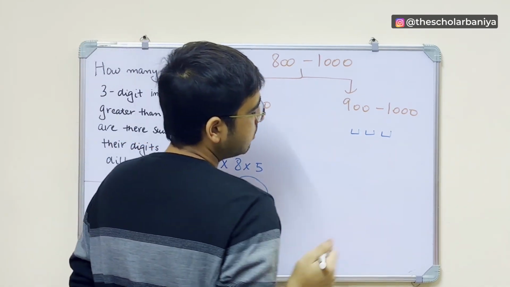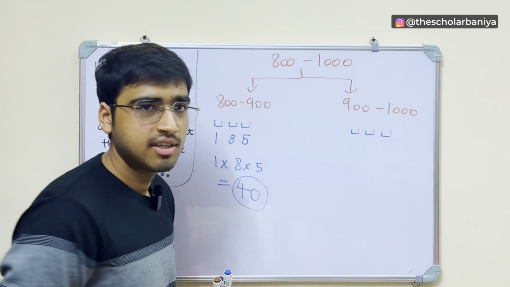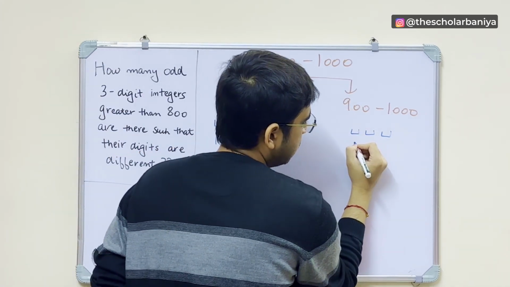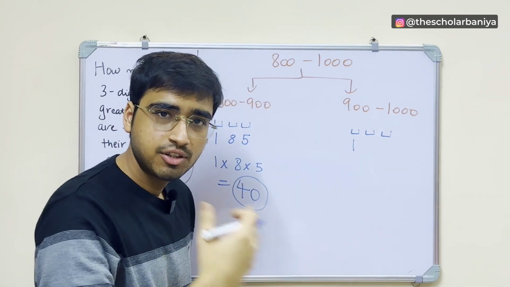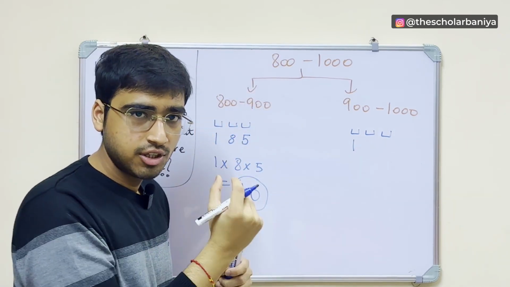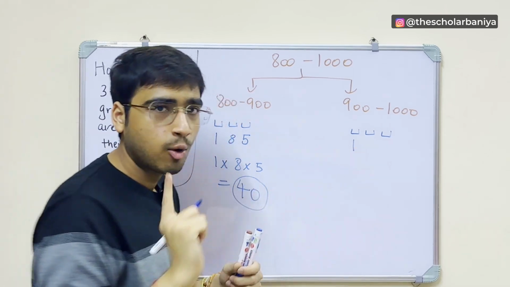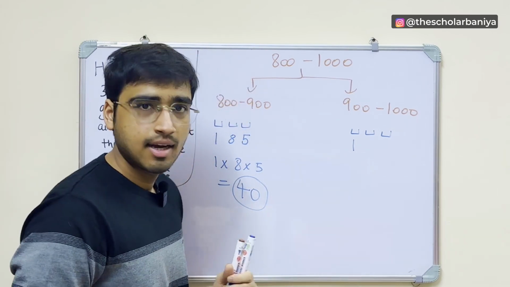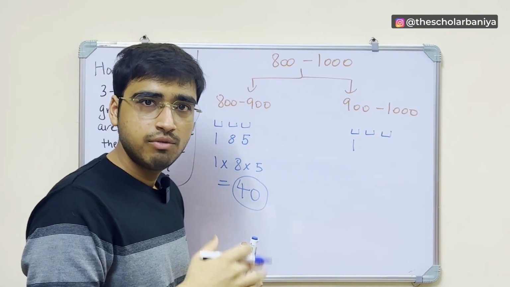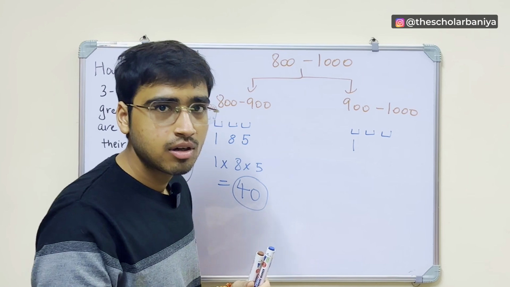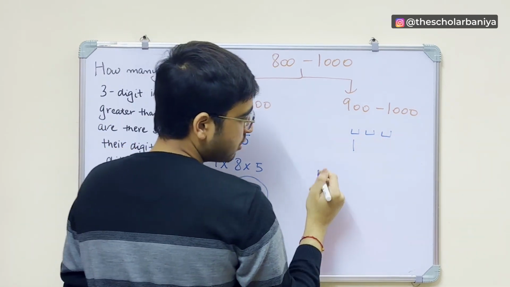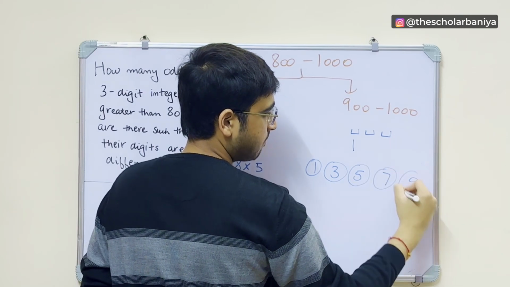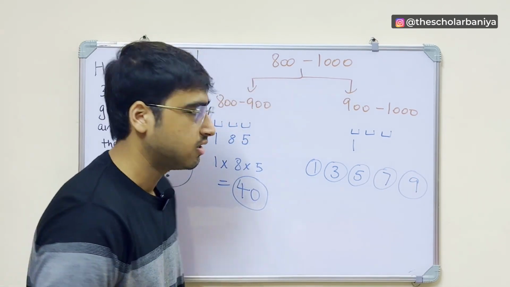Now let's come to this. For the first digit, how many options do we have? Only one, because only 9: 901, 902, 903 up till 999. So the first digit is always 9, and we have only one option. Now for the last digit, how many options do we have? Because we want the number to end in an odd digit, what options do we have? 1, 3, 5, 7, and 9. These are the different possible options.